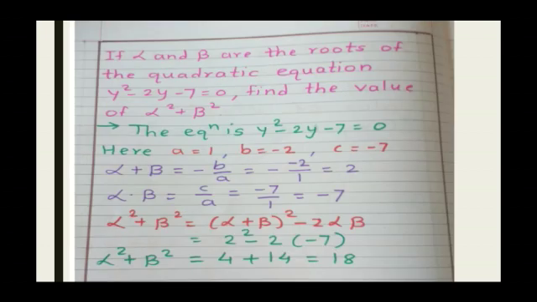If alpha and beta are the roots of the quadratic equation y square minus 2y minus 7 is equal to 0, find the value of alpha square plus beta square. The equation is y square minus 2y minus 7 is equal to 0.